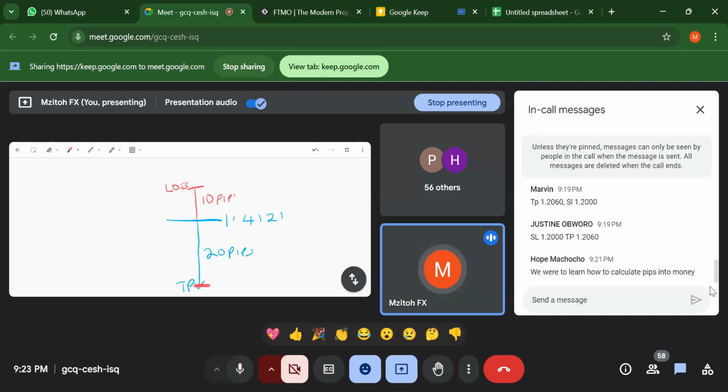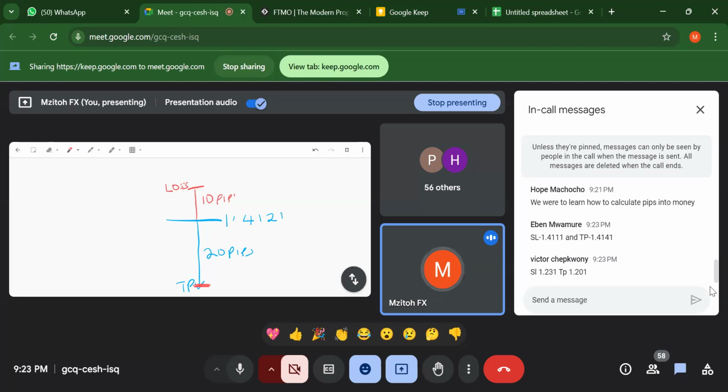We are going to the practical now. After this, we are to learn how to calculate pips into money. Yeah, we'll get there. But now we cannot jump pips. Let's say you have understood, but there are people who are yet to. You cannot convert pips into money when you are not in a position to calculate the pip itself. So we'll get there.